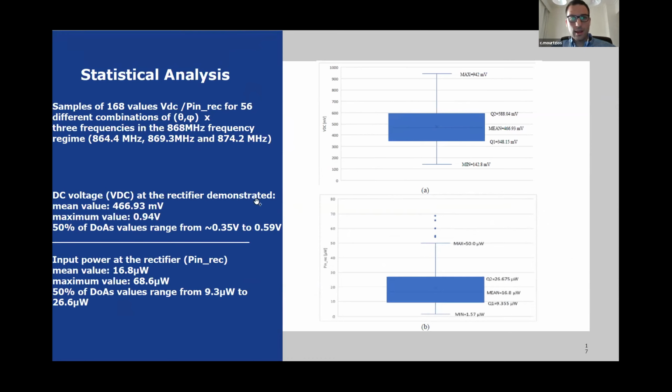For the DC voltage at the rectifier, mean value reached 466 millivolts. Maximum value reached 0.9 volts, and 50% of the values range from 0.35 to 0.5 volts. For the power case, mean value reached 16 microwatts, and the maximum value was found to be 68 microwatts, and 50% of the values range from 9 to 26 microwatts.